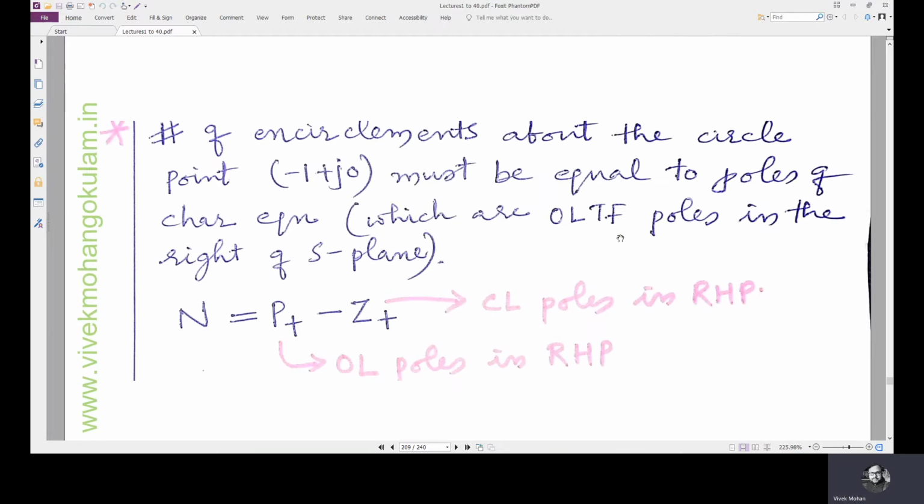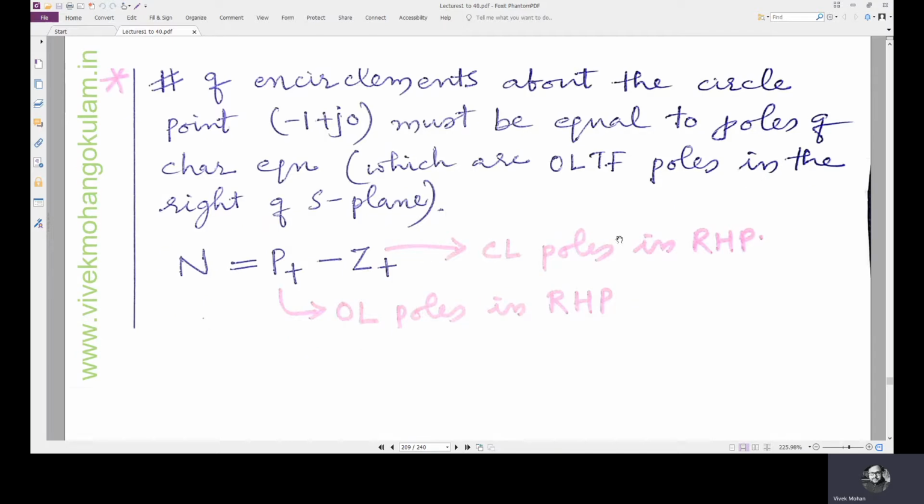Now the number of encirclements about the critical point -1 plus J0 must be equal to the poles of the characteristic equation, which are open loop transfer function poles in the right half of the S plane. You can see here N equals P plus minus Z plus. Z plus is the closed loop poles in RHP. This is what we are interested in, because we need to check the closed loop stability. For that, we need to check the number of closed loop poles in RHP. P plus is the open loop poles in RHP. Our given function is the open loop transfer function, so from there we can get this. And after mapping to the W plane, we will get the number of encirclements also. So basically we will know N and P plus. From there we can find Z plus, and from there we can comment on stability.